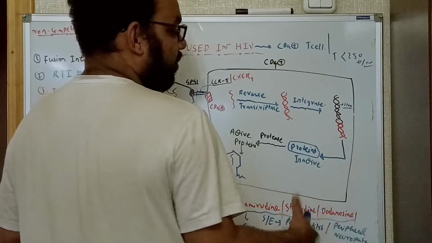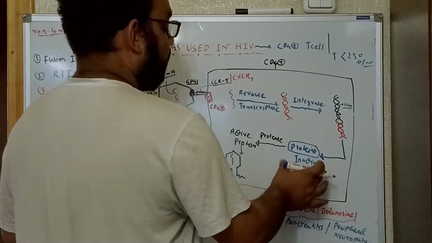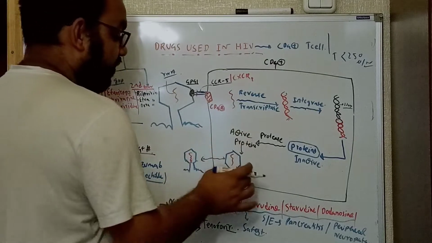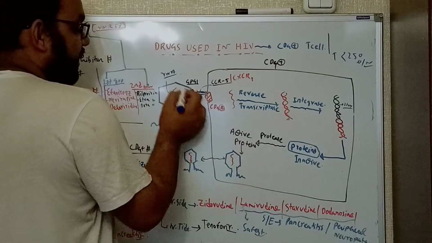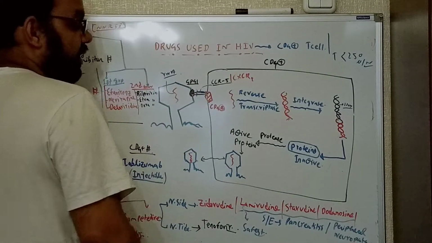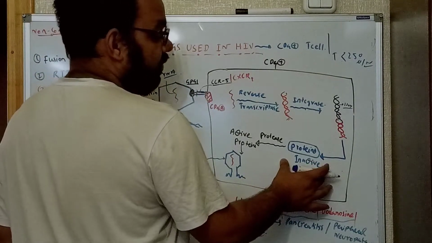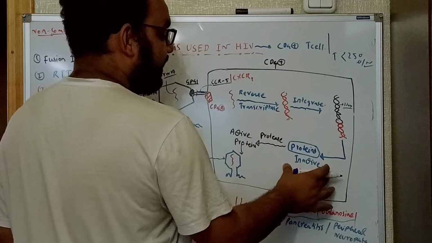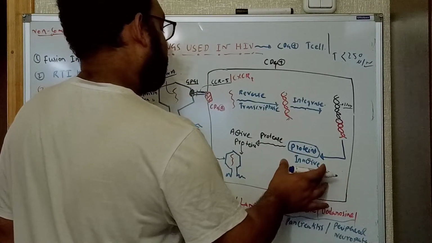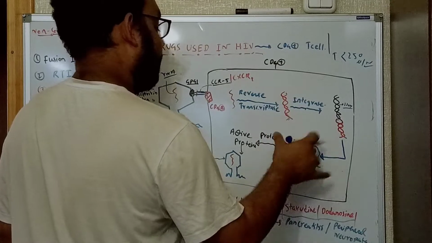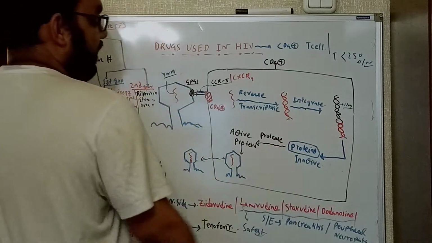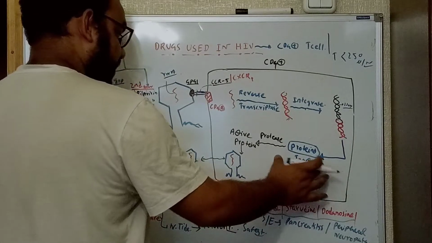After that, we know the rest of the process, translation: they will produce proteins. To produce a new virus just like this, they need to produce different types of enzymatic proteins, the surface proteins, the capsid. Initially these proteins will be inactive. To activate them, there is one type of enzyme known as protease. The protease will convert these inactive proteins into active proteins.